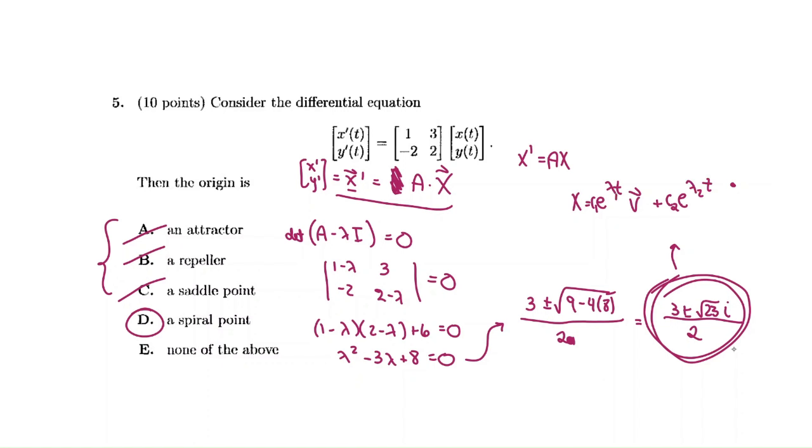And so you can see that even though this is imaginary, the real part of it is positive, so we're going to have something going out from the origin, like this. But it will be in a spiral formation because it is imaginary. So our answer is D.